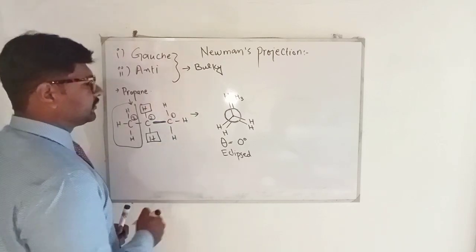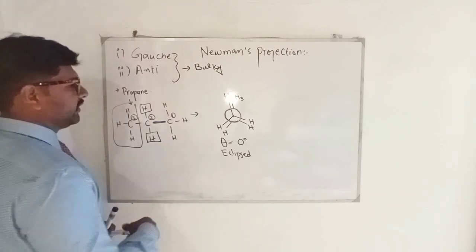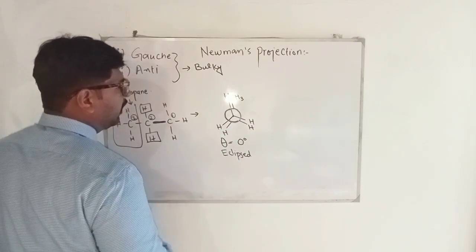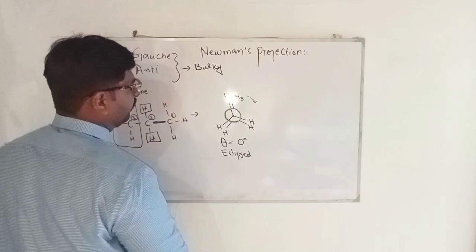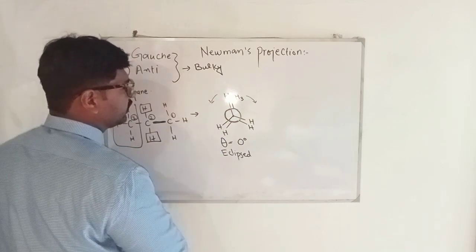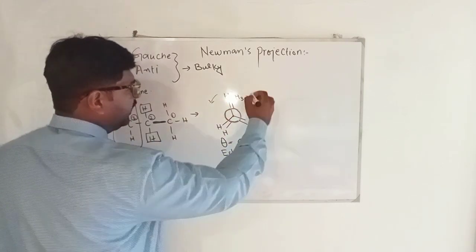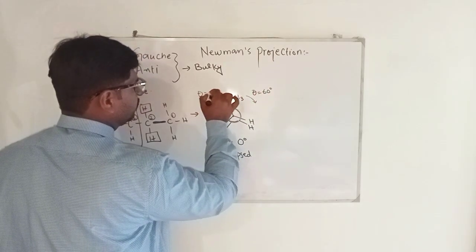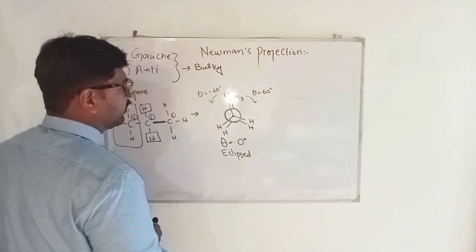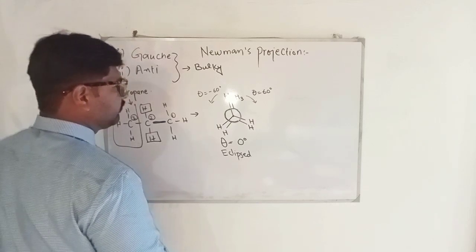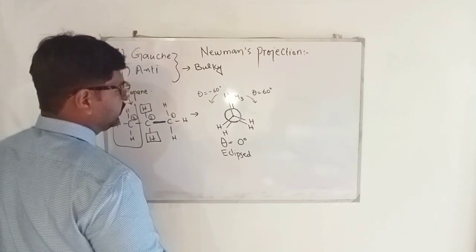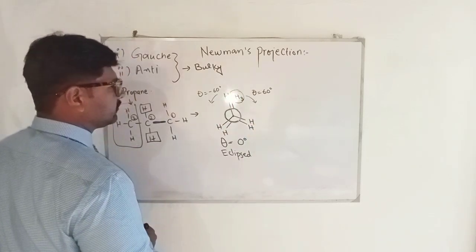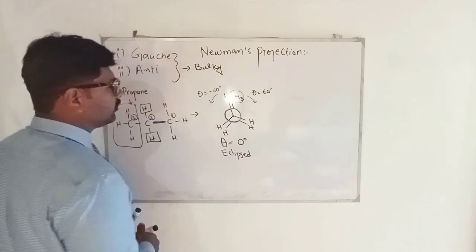Now what is gauche? The gauche conformation takes place when we rotate the bulky group either to the clockwise direction or to the counterclockwise direction. The angle should be either theta is equal to 60 degrees or theta is equal to minus 60 degrees. Remember that this is also a staggered conformation and it only happens when there is one bulky group attached. Let's draw at theta is equal to 60 degrees.